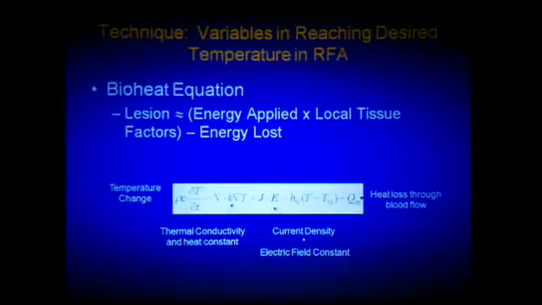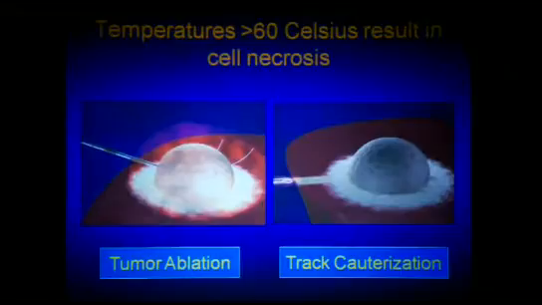This is a bioheat equation. Simply, it defines for us coagulation necrosis. It takes into account factors such as local tissue factors like impedance, electroconductivity of the tissue, the type of energy applied, whether it's radiofrequency ablation or microwave ablation, and the heat loss. The heat loss comes into effect when we're talking about tumors that are located close to blood vessels. If there's a significant heat loss secondary to the flow of blood vessels, that can affect the overall coagulation necrosis.